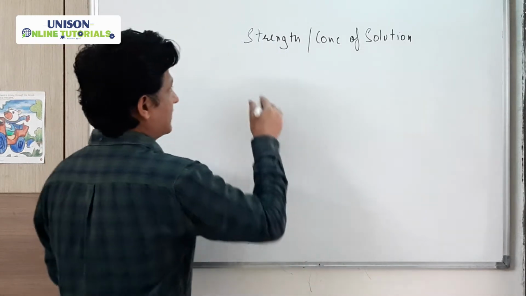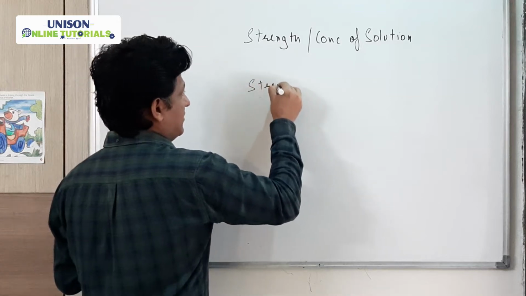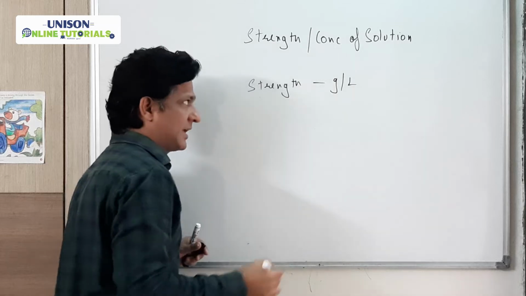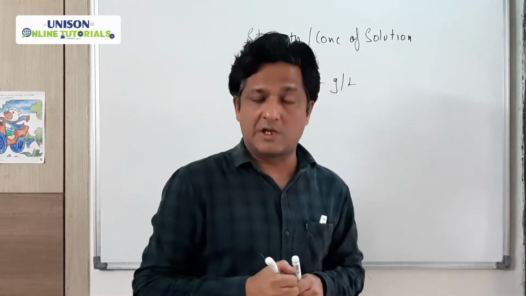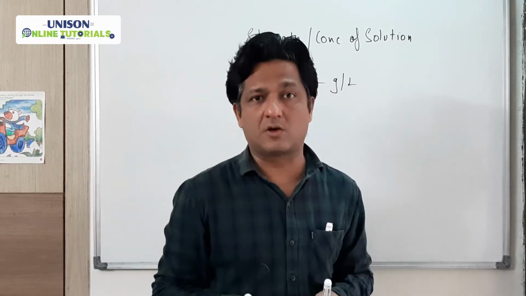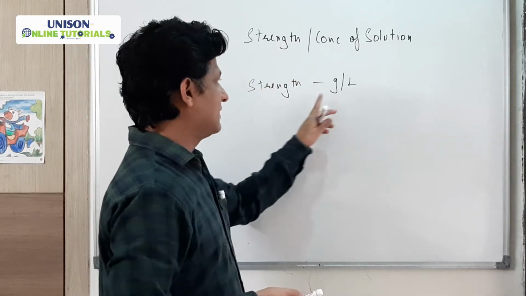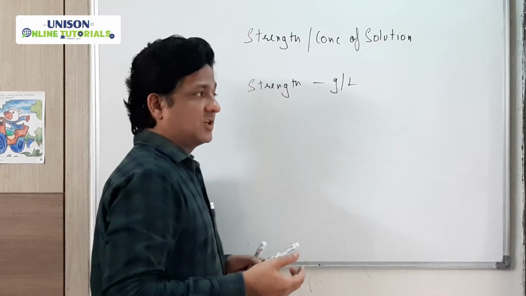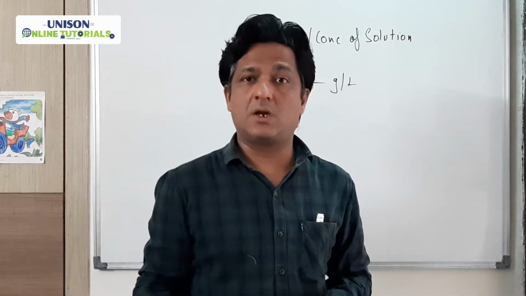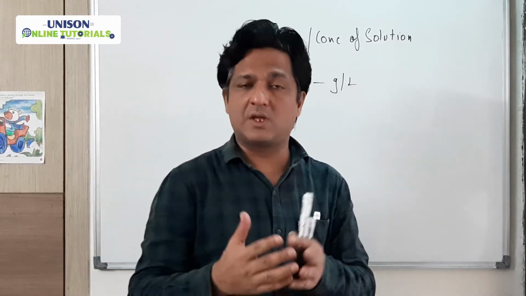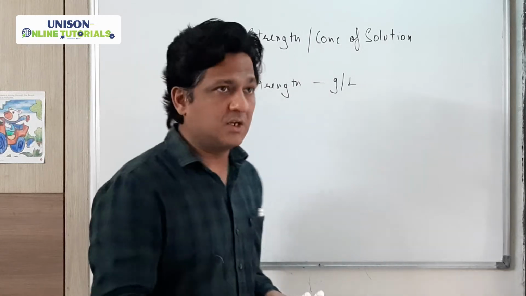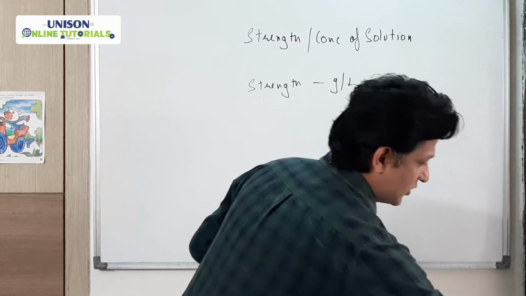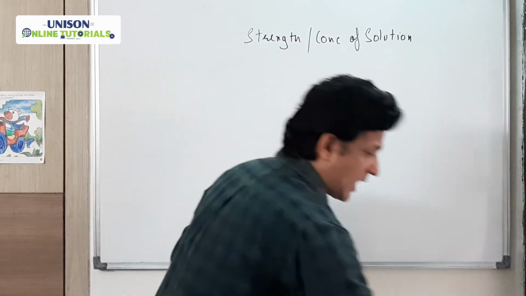So what are the units of strength? The strength of a solution is in gram per liter. What I said, it is the maximum amount of solute that can be dissolved in 1 liter of solution, so strength is in gram per liter. Concentration can be in mole per liter, it could be in mole per kg. So there are different units. We'll proceed to all the methods to express the concentration and strength of a solution. Clear?